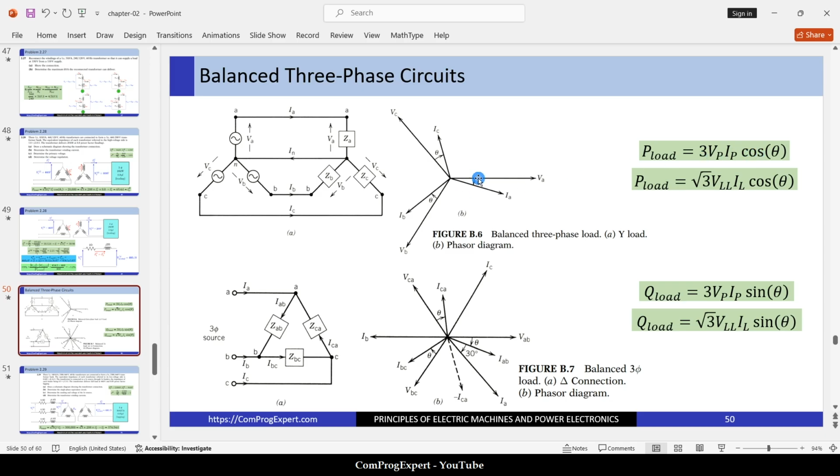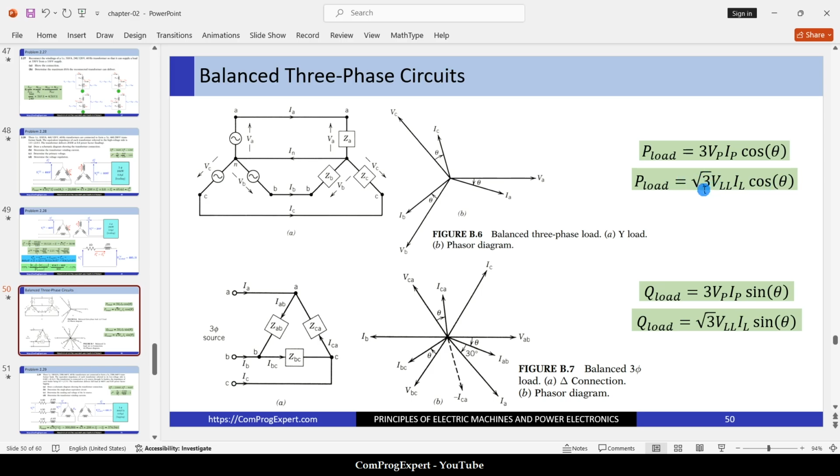Theta is the angle between the phase current and the phase voltage. This angle is the same for phases B and C also. And we know that, for example, in the star connection, the phase voltage is the line-to-line voltage divided by the square root of 3. And this is the same as this one. So we can write this equation. This is actually the same for a star or delta connection.